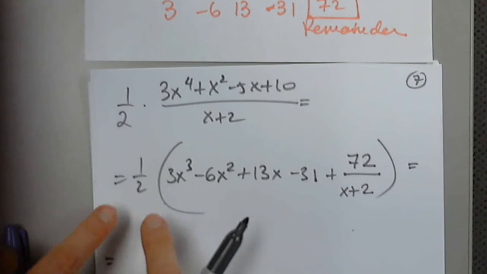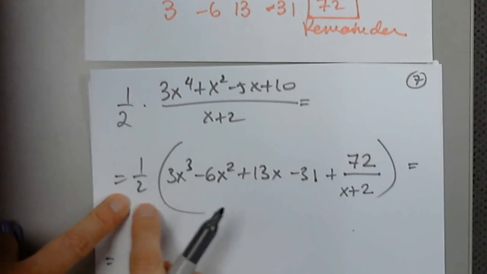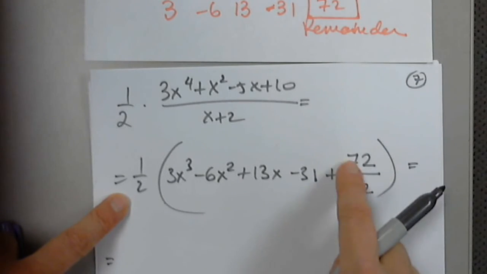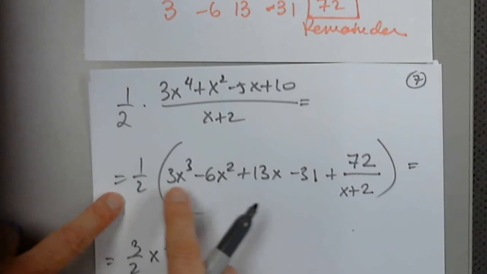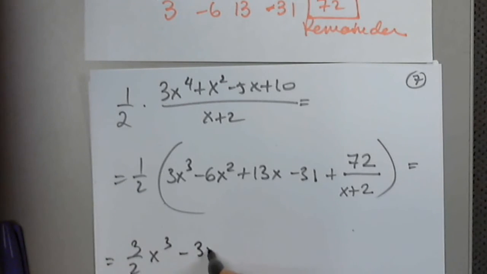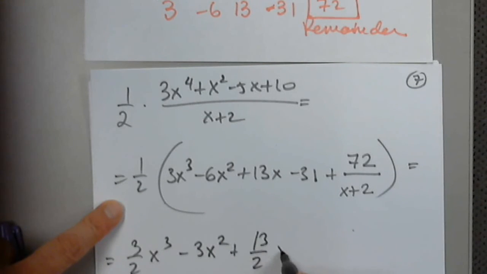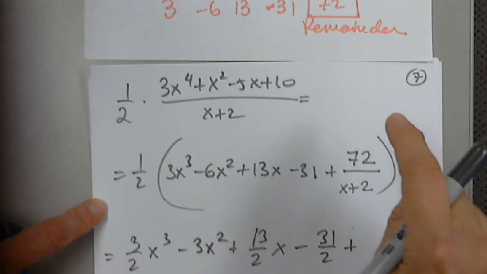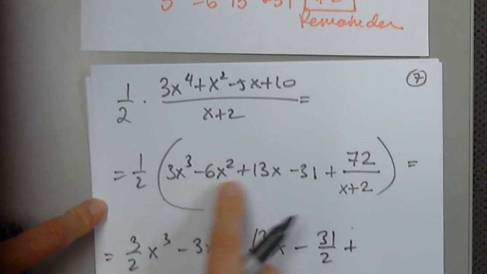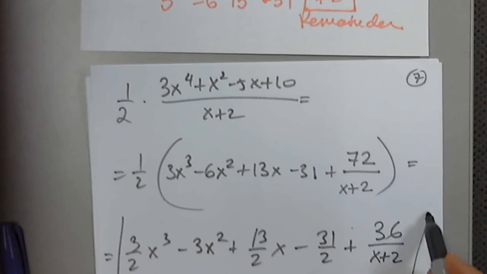The final step, I distribute 1/2. 1/2 has to be distributed to each and every term, including this portion. So 1/2 times 3, 3/2 x cubed. 1/2 times -6, -3x squared, plus 1/2 times 13, 13 divided by 2x. 1/2 times -31, -31/2, plus 1/2 times 72 over x plus 2. I will simplify and write 36 over x plus 2. This is the final answer.